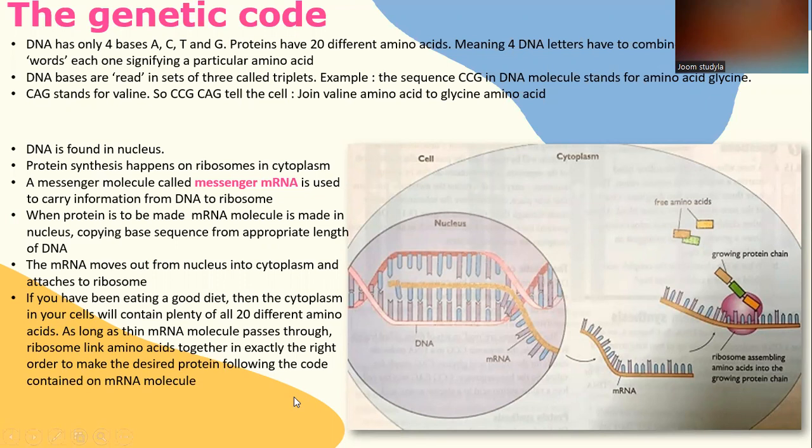So as a result, if you have been eating a good diet, then the cytoplasm in your cells will contain plenty of all 20 different amino acids. As the thin mRNA molecule passes through, the ribosome links amino acids together in exactly the right order to make the desired protein, following the code contained on the mRNA molecule.